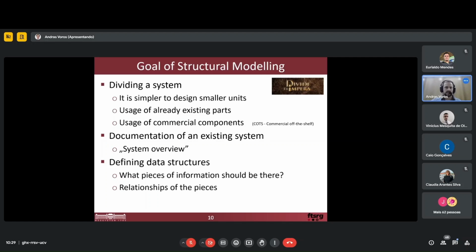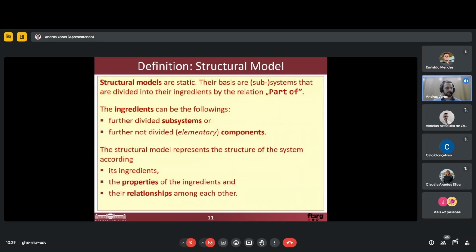So let's do it a little bit more formal, because that's a university lecture and I have to be precise. So structural models are static and their bases are subsystems that are divided into their ingredients by the relation part of. So in structural models, we use this part of relationship. That's how subsystem and the system relate to each other. I will show many examples for that.